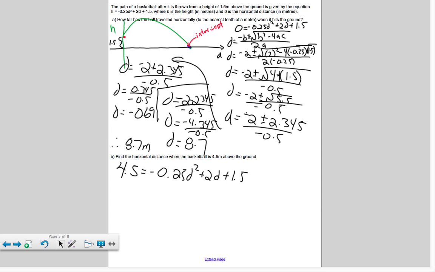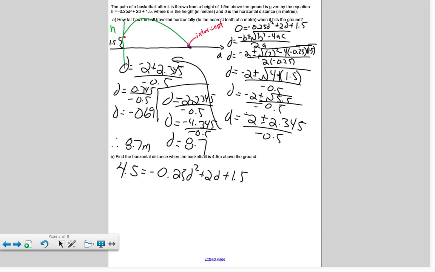So how do we solve that now? How do I figure out what value of D will make this equation true? I'm going to solve for D. Isolate D. Subtract 1.5 from both sides. So that gives me 3 is equal to negative 0.25 D squared plus 2D.